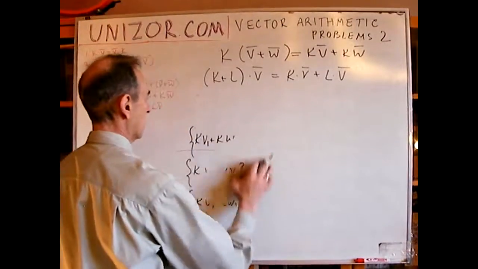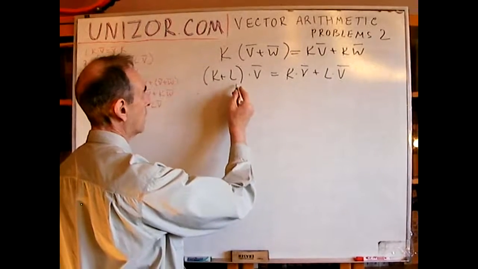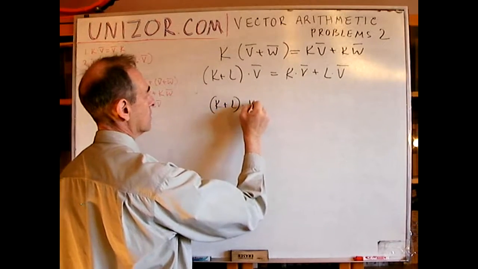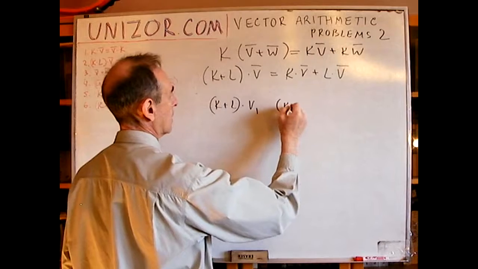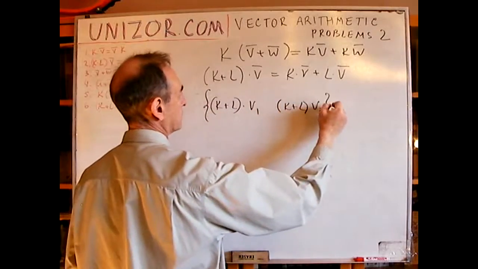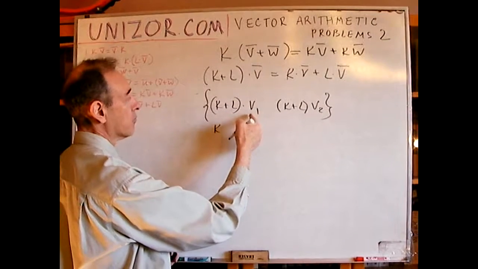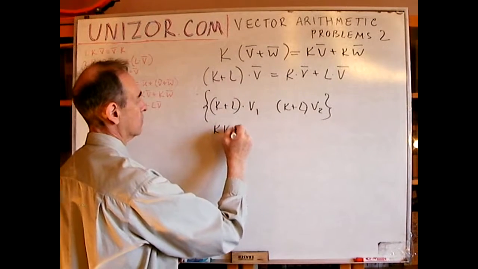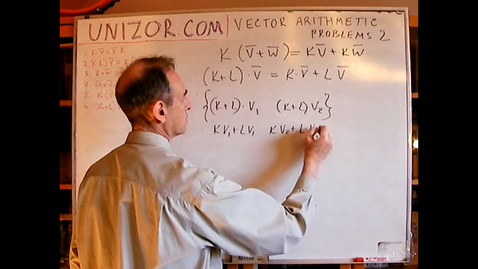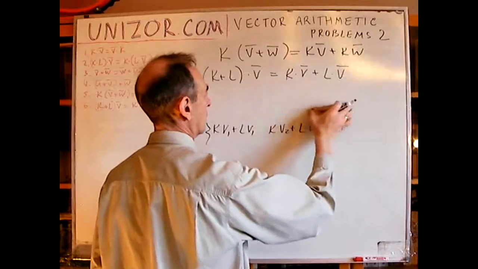Now let's talk about the second line. Well, when we multiply a sum, first you multiply this sum by the first component and then by the second component, right? Which we can open up the parentheses because these are all numbers, so it's kv1 plus lv1, kv2 plus lv2. That's our left side of this line.